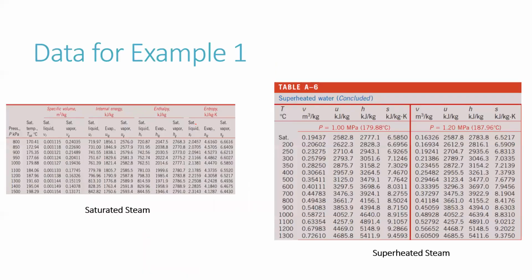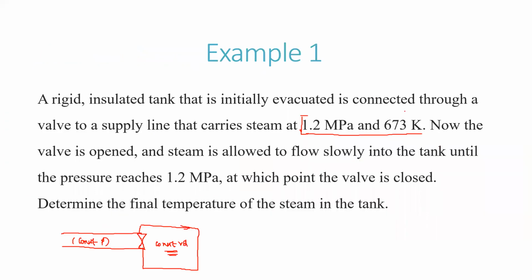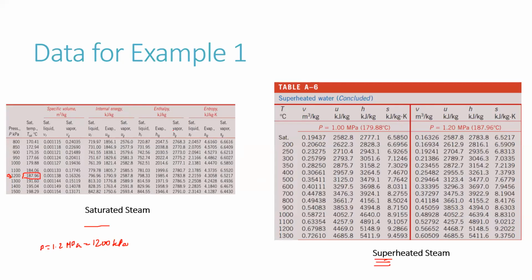All right. So now I have taken up this data. This is the saturated steam table and this is the superheated steam table. The pressure is given to be 1.2 megapascal, which is equal to 1200 kilopascal. When we are talking about 1200 kilopascal, let's go here and see the saturation temperature. The saturation temperature is 188 degrees Celsius. While over here, my temperature is 673 Kelvin, which is equal to 400 degrees Celsius. So the temperature is greater than the saturation temperature. Therefore, we have to move to the superheated steam tables.